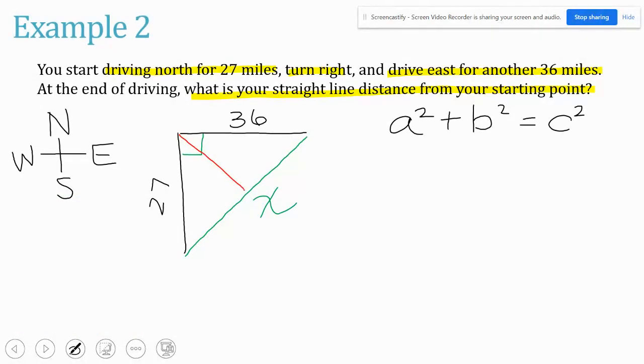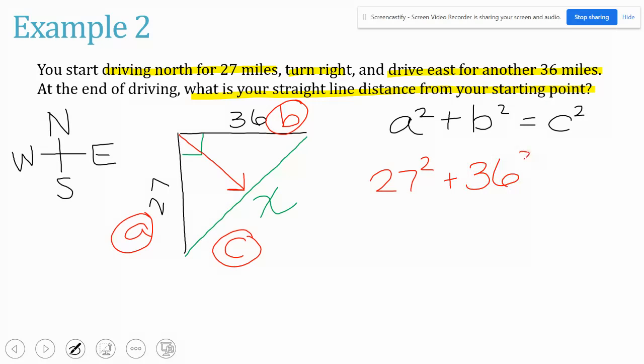So let's draw that arrow. So we know that X is our C value. It's our hypotenuse. 27 is A. 36 is B. Doesn't matter which one's A or B. Matters which one's C, though. Remember, keep that in mind. I know I keep saying it. So A squared, so that's 27 squared, plus B squared, 36 squared, is equal to C squared. We don't know what C is, so I'm going to write X squared. Like I said, you can leave it as C if you want to.